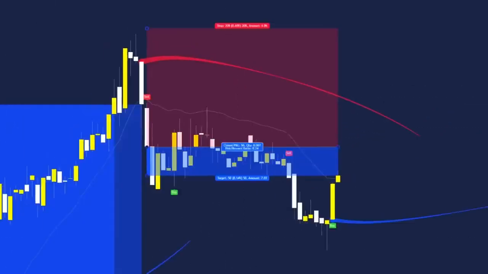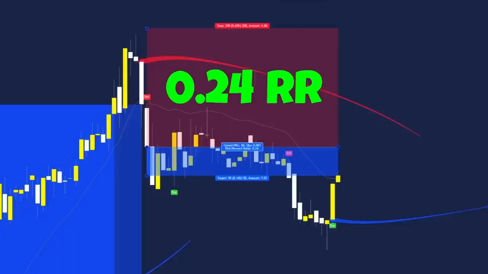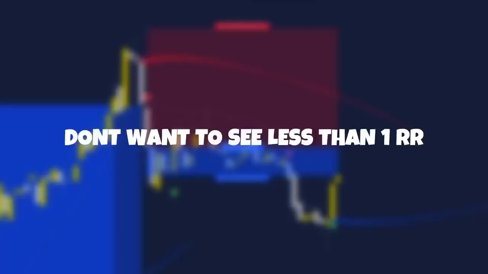So let's put our stop loss above the recent swing high and see where this one goes as well. And there we go, we finally pulled our trade out on that one. This time only scoring a 0.24 risk to reward. We definitely don't want to see a lower than 1 risk to reward ratio.